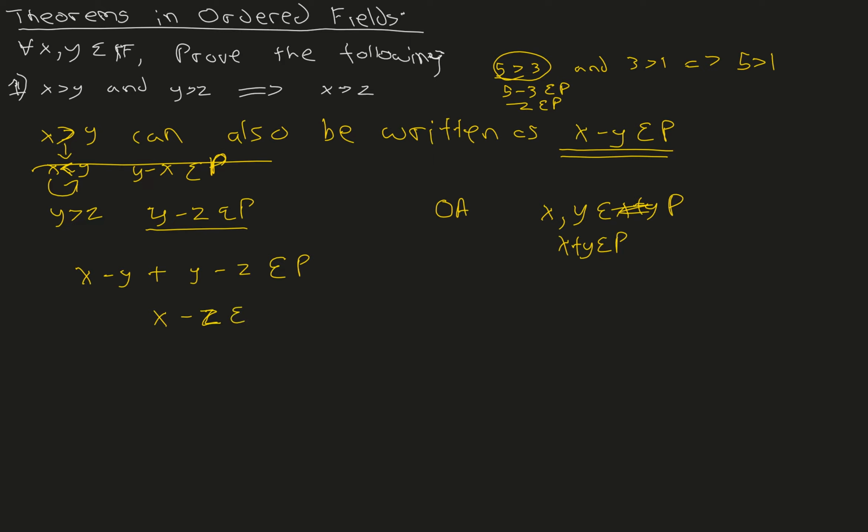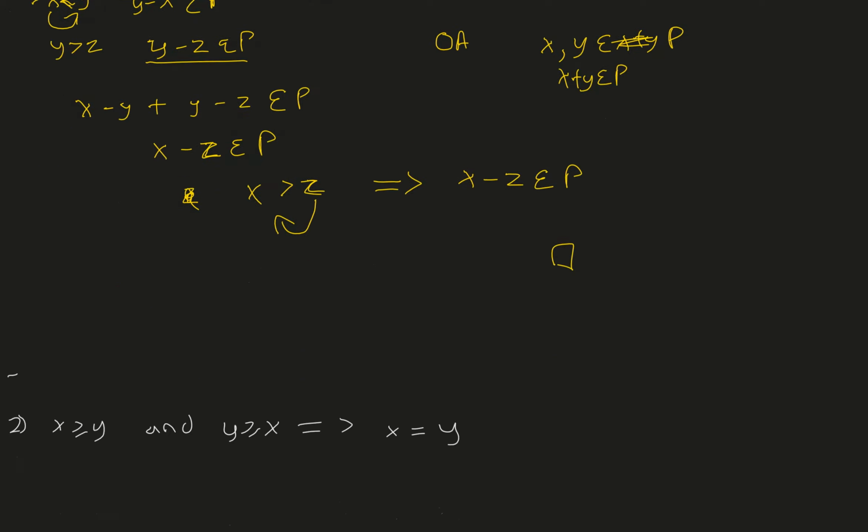And remember from here, this is the same as x being greater than z, because x being greater than z is the same as you take z to this side because it's smaller than x. It's the same as writing x minus z is in P. So I hope you guys are getting the proof of this. We're done with the proof for part 1.